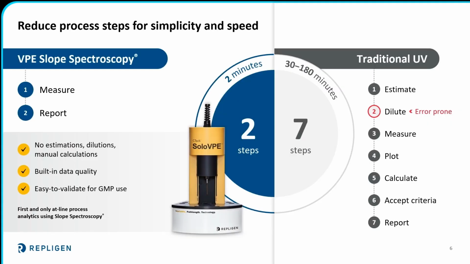Our approach for variable path length slope spectroscopy is to take this technique from what was a 7-step operation into a 2-minute, 2-step operation, measuring and reporting. There are no estimations, dilutions, or manual calculations built into our analytics. You get real-time results, easy to validate within GMP environments, and proven linearity within the sample to guarantee the accuracy of the measurement being made.